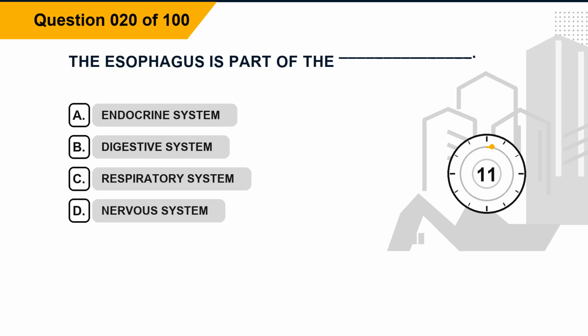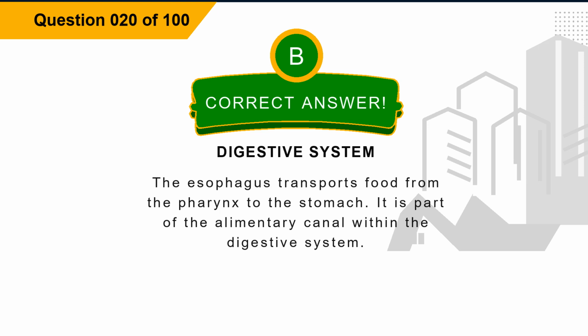Question 20. The esophagus is part of the blank. Option A, endocrine system. Option B, digestive system. Option C, respiratory system. Option D, nervous system. The correct answer is option B, digestive system. Explanation. The esophagus transports food from the pharynx to the stomach. It is part of the alimentary canal within the digestive system.